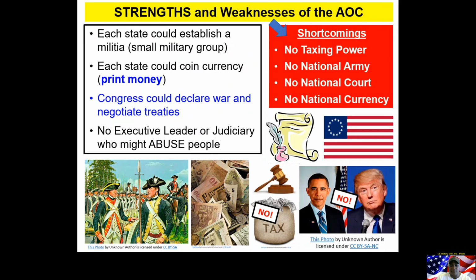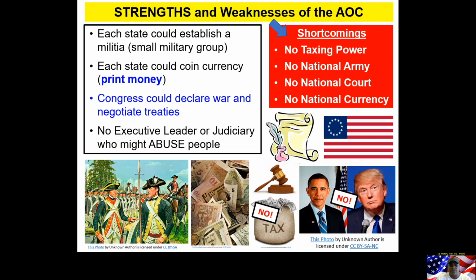Now, Congress altogether, the Union of States, that's because you're going to send representatives, your delegates, like a person from your state to speak on your behalf. When those delegates united, they could declare war, and they could also negotiate treaties. They could sign paperwork to end a war.